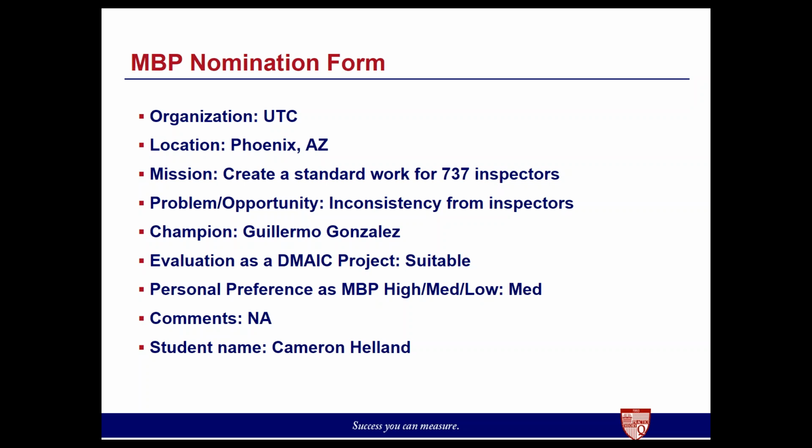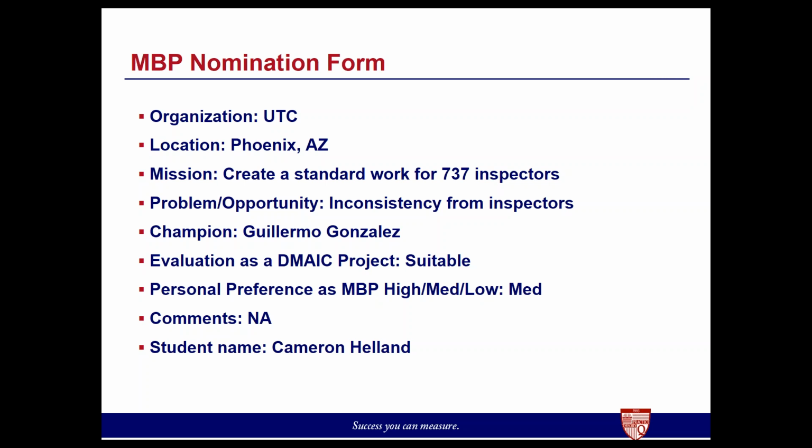All right. So for my company, UTC, one of the nominations that I have is to create a standard work process for the inspectors of the 737, because right now there are 4 inspectors in different stages of the total process. The problem that we've been running into is inconsistency from the inspectors, because there are certain test procedures that we have to follow that tell you what to look for and what to test for, but there really isn't a process on how to go about those, or the order to go about them.